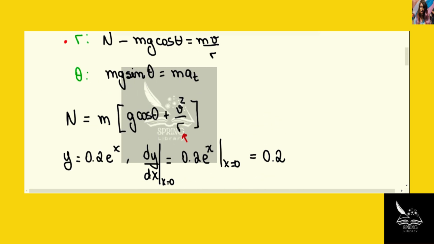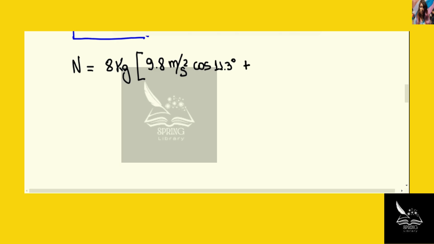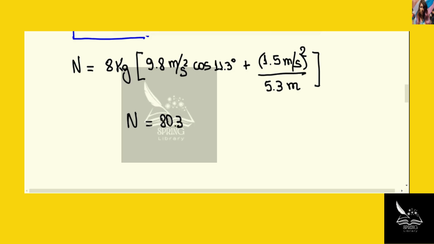Now we have everything that we need in order to find the normal force. So the normal force is equal to m, that's 8 kilograms, times g, which is 9.8 meters per second squared, times the cosine of 11.3 degrees, plus mv squared, with v being 1.5 meters per second, divided by the radius, which is 5.3 meters. So the normal force is equal to 80.3 newtons. Okay, this is the normal force.